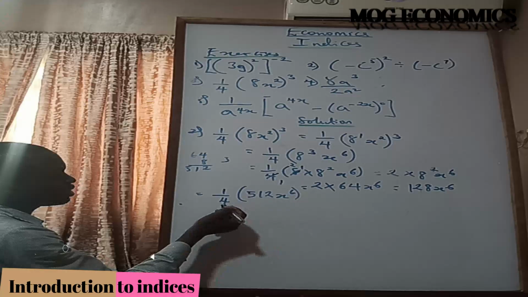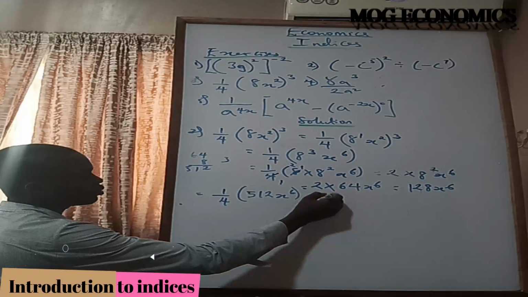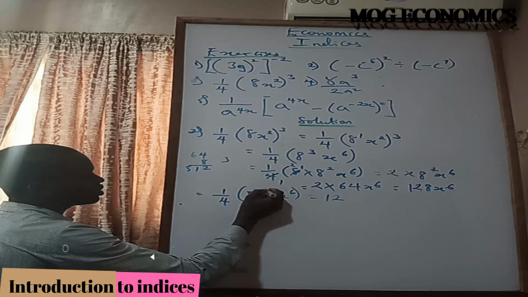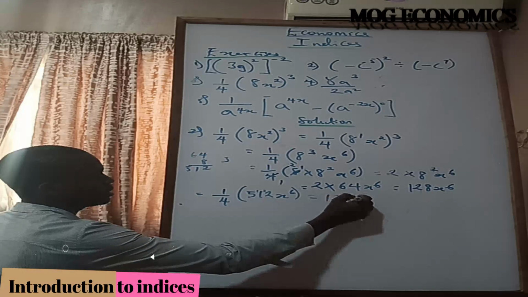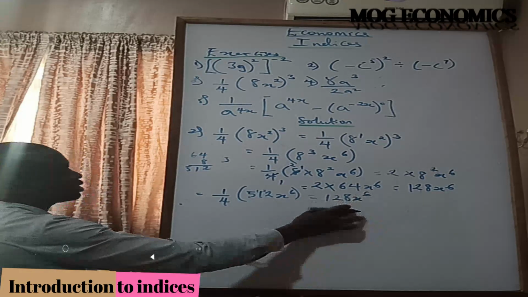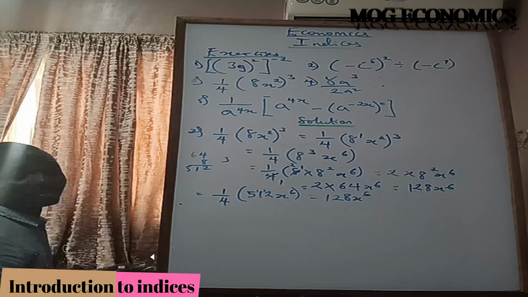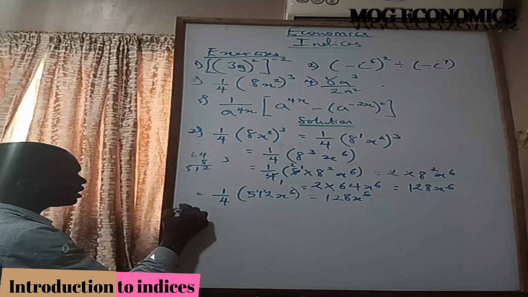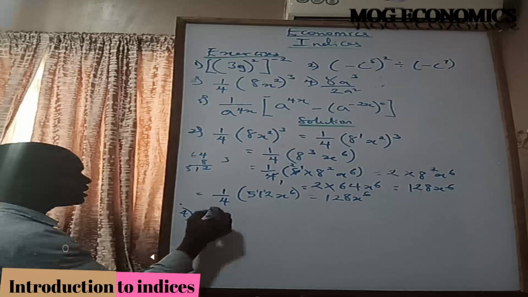So 512 divided by 4: 4 into 5 is 1, remainder 1. 4 into 11 is 2, remainder 3. And 4 into 32 is 8. So 128x^6. You could do it this way or that way, but sometimes you may not be given a calculator. I wrote an exam recently where I was not given a calculator, so just use your indices and solve the whole thing out. Now, number 4 is the easiest.